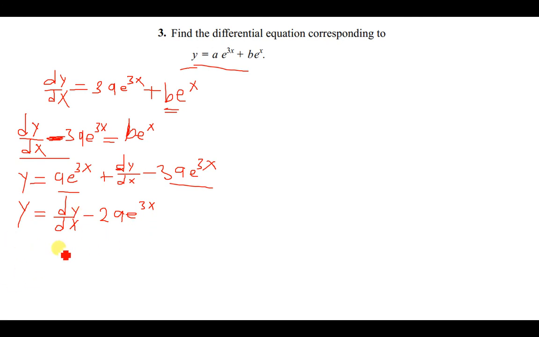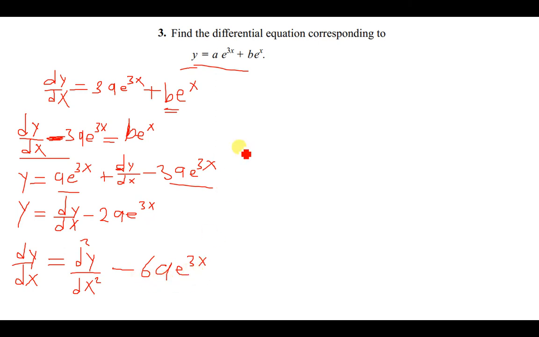So when you differentiate this, when you differentiate y, you get dy/dx, and when you differentiate dy/dx, you get the second derivative, d²y/dx². And when you differentiate this, you get negative 6a e raised to power 3x.